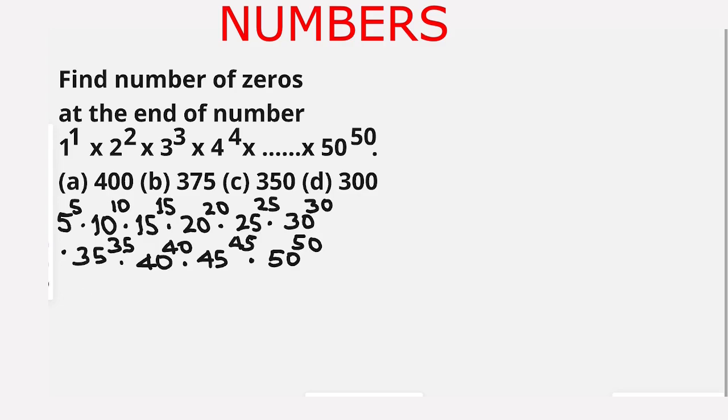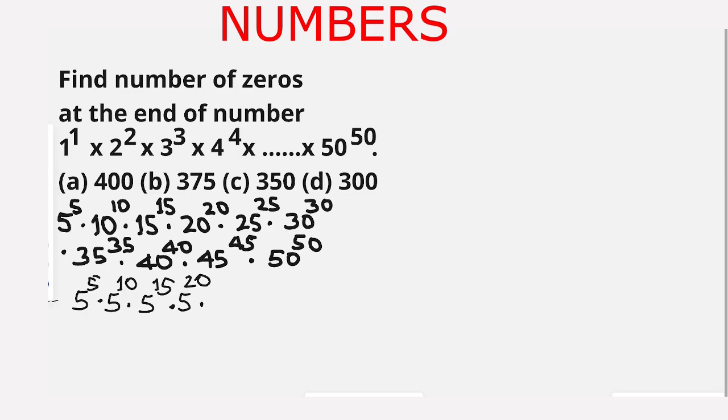So this gives us 5^5, and 10 is 2 multiplied by 5, raised to the power 10, so we will take only the 5 out of it, which will be 5^10. Then 15 is 3 multiplied by 5, so in 15^15 we have 5^15. 20 is 4 multiplied by 5, so we take only the 5 out of it, and it will be 5^20.